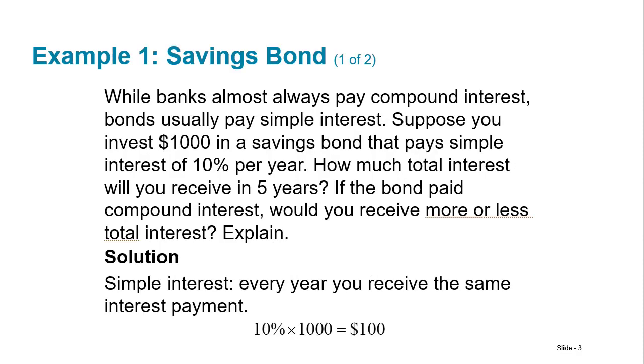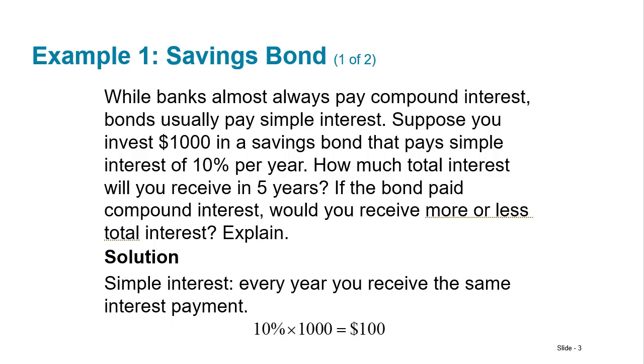So let's look at a savings bond. Now, banks almost always pay compound interest and bonds usually pay simple interest. Suppose you invest $1,000 in a savings bond that pays simple interest of 10% per year. How much total interest will you receive in 5 years? If the bond paid compound interest, would you receive more or less total interest? Explain. Okay. Well, simple interest is really easy.